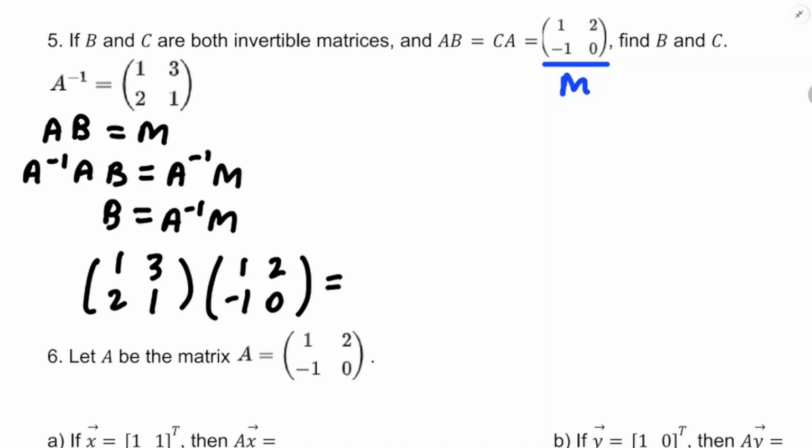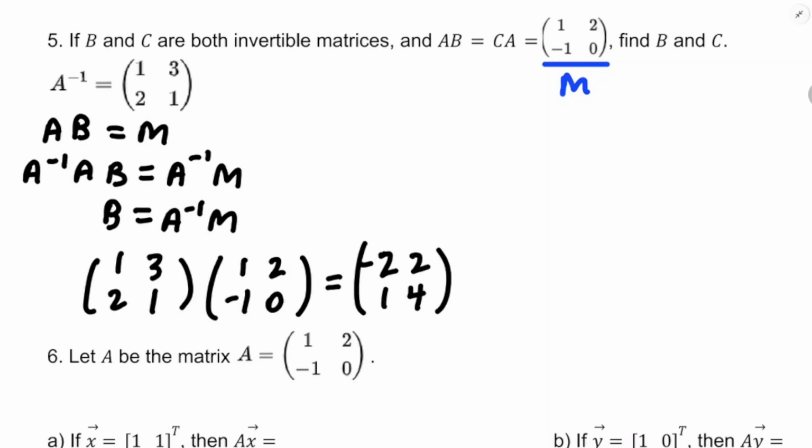If I'm multiplying A inverse times 1 and negative 1, I'm going to subtract the columns: first column minus second column. So negative 2 and 1. And then 2 of the first column, none of the second column, that would be 2 and 4.